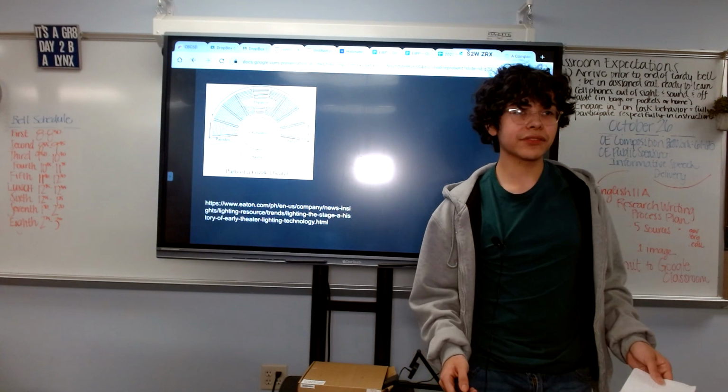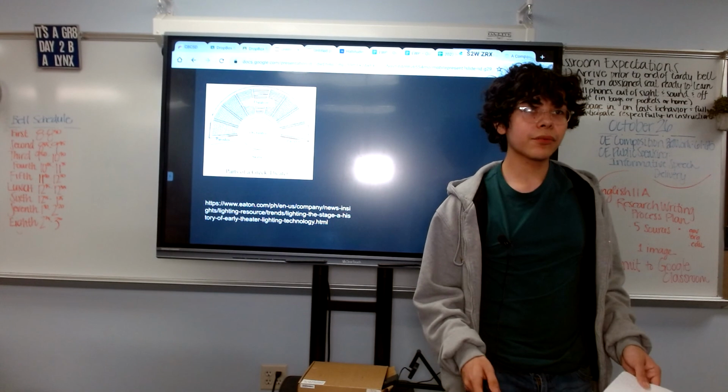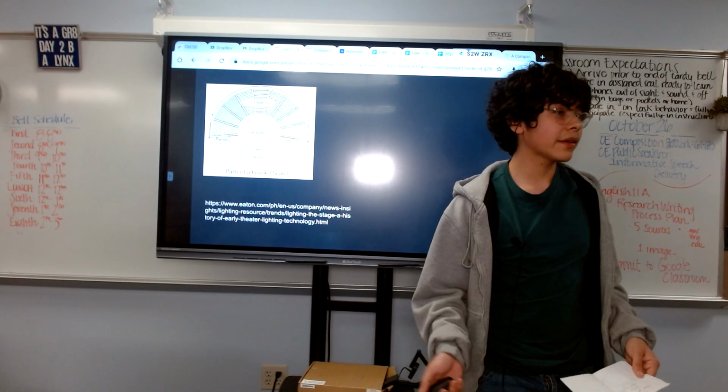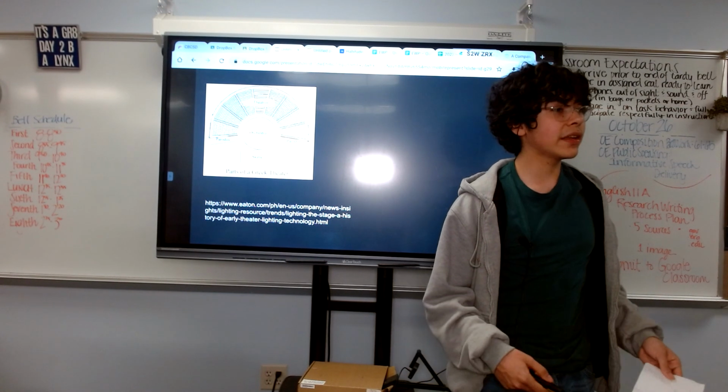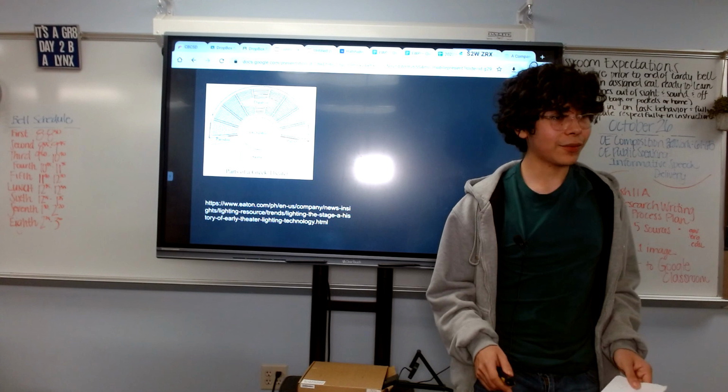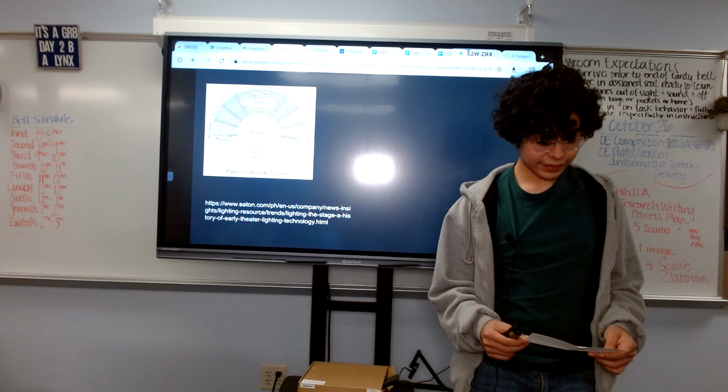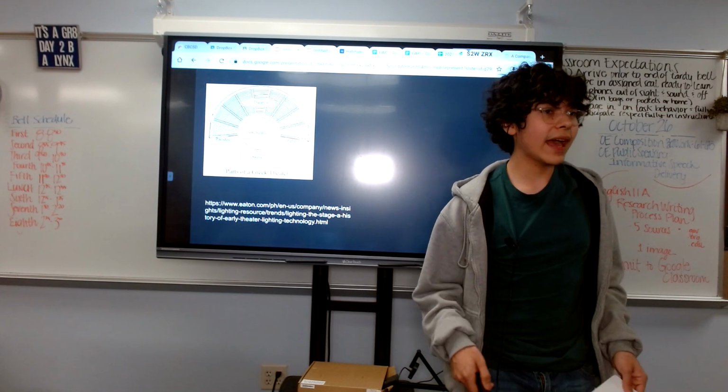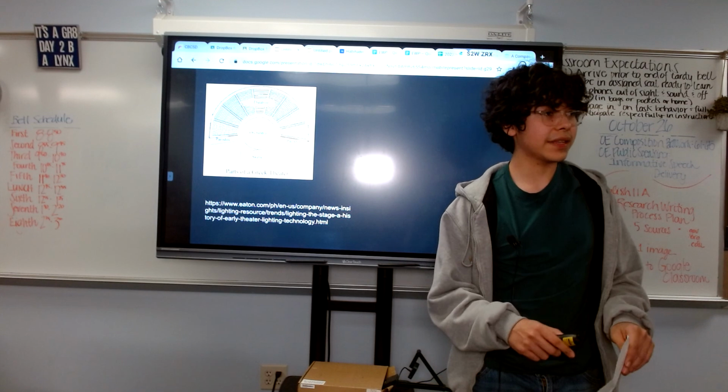Next, we have the history of technical theater. First, here we have an example of a Greek stage. This stage is a proscenium and it has an audience surrounding the stage.